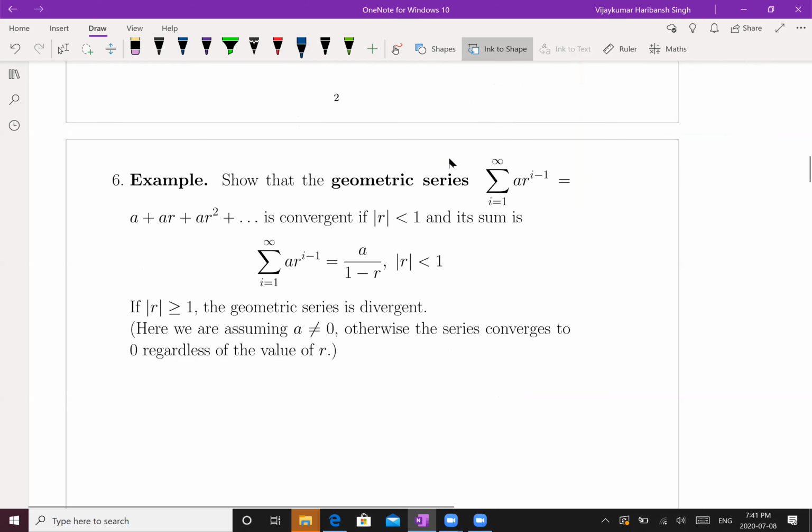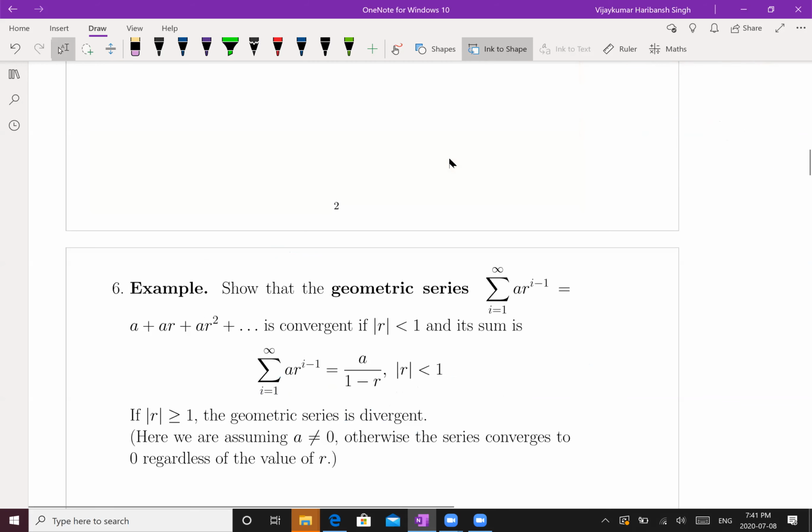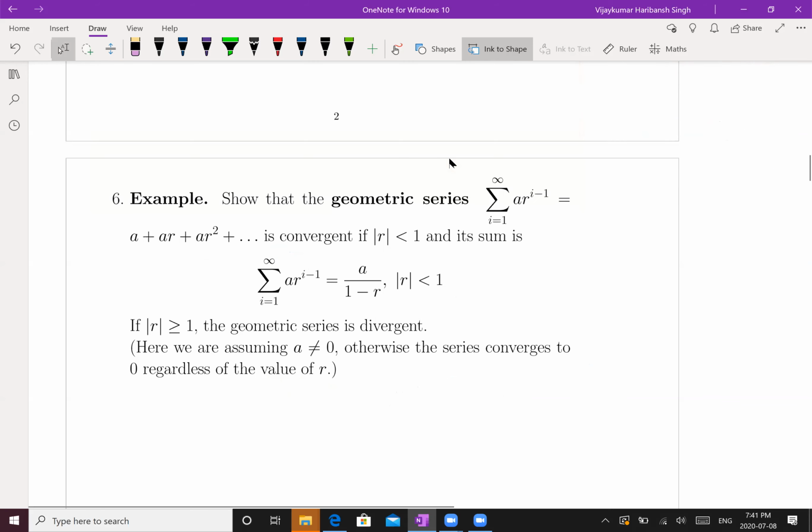Now, the question is, can we always find where the series converges, or what it converges to? The answer is not really. But for certain special series, we can find out what the sum is. The first among those is what is called a geometric series. So what is a geometric series?